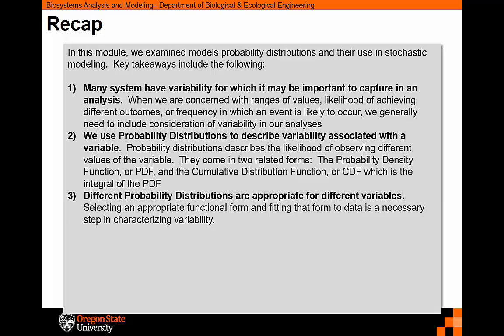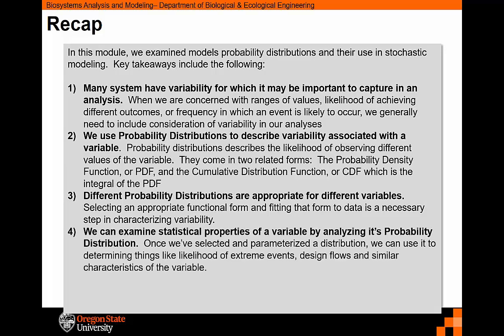Third, different probability distributions are appropriate for different variables. Selecting an appropriate functional form and fitting that form to data is a necessary step in characterizing variability associated with any given variable. Fourth, we can examine statistical properties of a variable by analyzing its probability distribution directly. Once we've selected and parameterized the distribution, we can use it to determine things like likelihood of extreme events, design flows, and similar characteristics of the random variable.